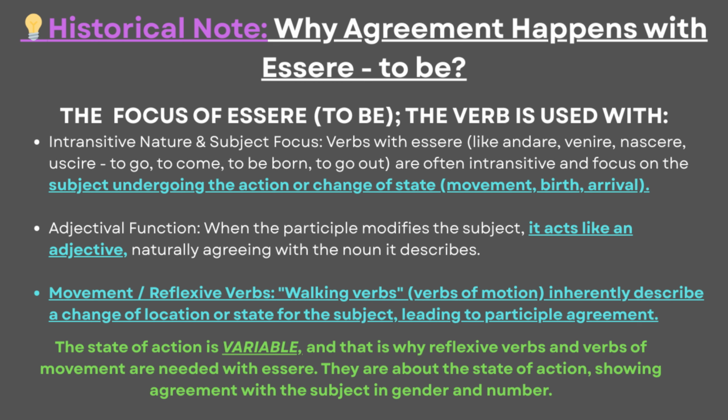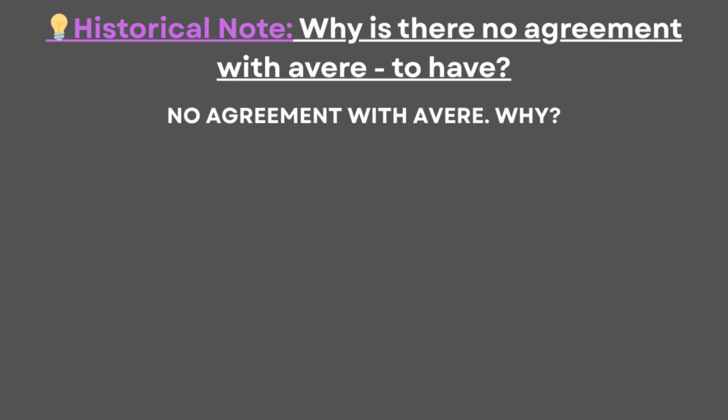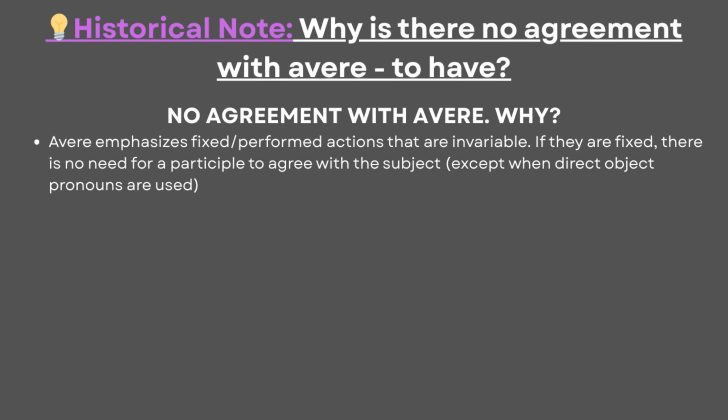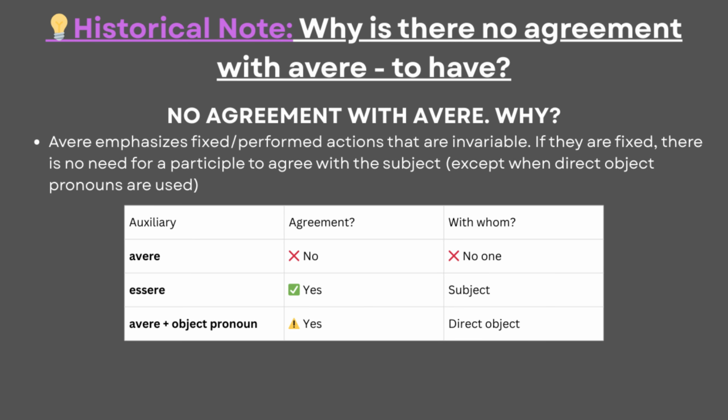On the contrary, this idea is the opposite of avere, because this auxiliary verb is about performed actions. As I said at the beginning, avere emphasizes fixed actions that are invariable, and if they are fixed, there is no need for a participle to agree with the subject, except when direct object pronouns are used. That's why agreement affects essere and not avere, and that's the main difference between the two verbs.